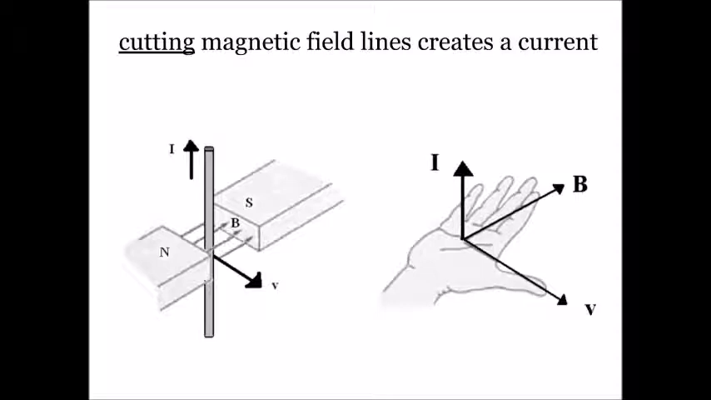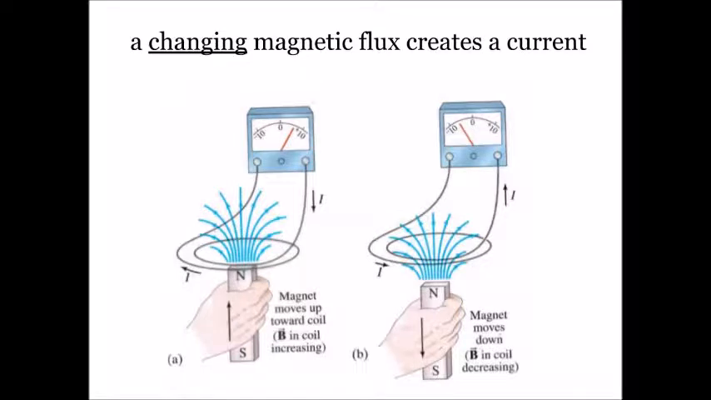I mean, in order to be a circuit, it has to be a complete loop, so it'd be weird to have this infinitely long wire with a current. I've seen it in a physics problem, but never in real life would you have just an infinitely long wire with a current in it. We're talking about loops of wire, and that means a changing magnetic flux creates a current. A changing magnetic flux, well, what's a magnetic flux? Think of it as the number of field lines in that loop.